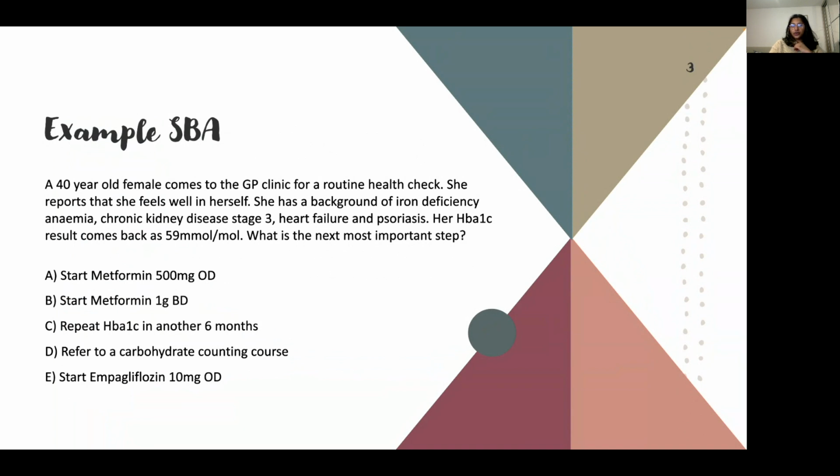So you can see in your options, you've got a variety of medications that you can start. You can repeat the HbA1c test, or you can refer them for some dietary advice with the carbohydrate counting course. You may or may not know the answer to this question at this point, but by the end of the session, we're going to aim to be able to answer this with some confidence. So take a couple of seconds to have a look at this, to gather your thoughts of what you think it might be, and we can come back to this at the end and see if it's matched up with what you thought.